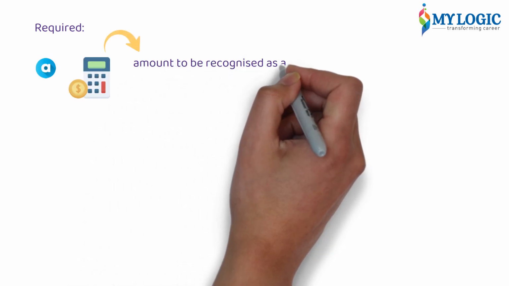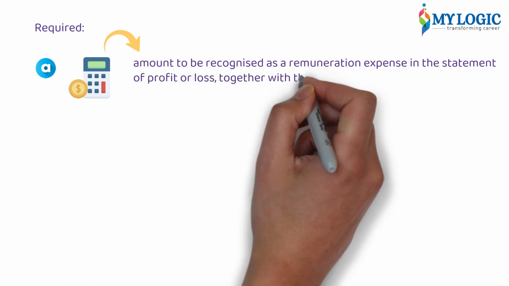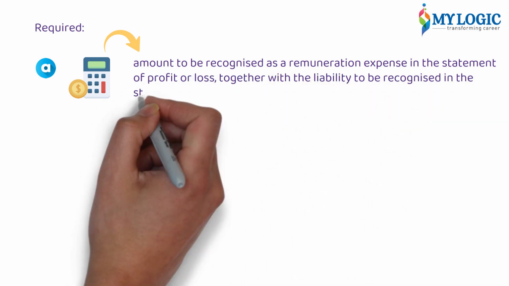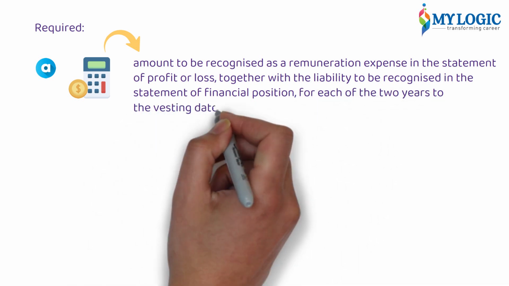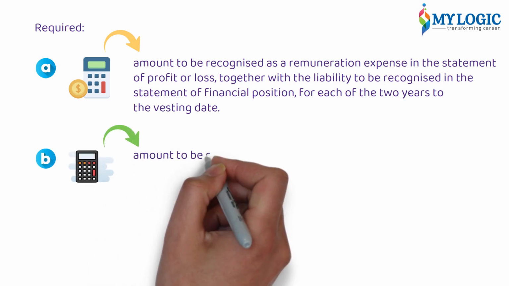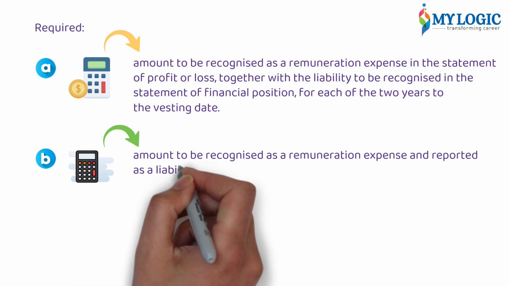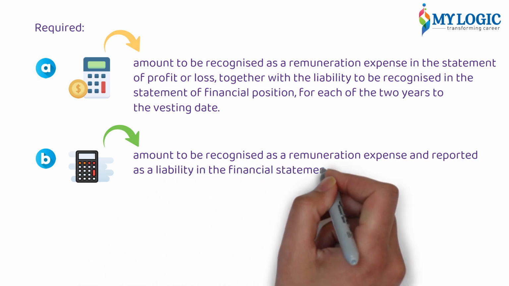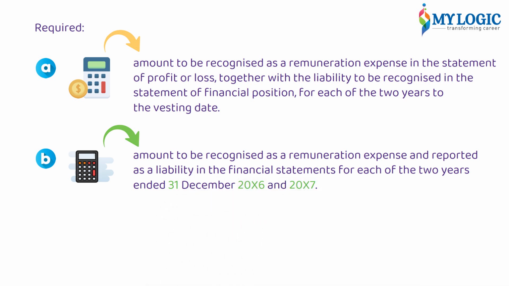Required. A. Calculate the amount to be recognized as a remuneration expense in the statement of profit or loss, together with the liability to be recognized in the statement of financial position for each of the 2 years to the vesting date. B. Calculate the amount to be recognized as a remuneration expense and reported as a liability in the financial statements for each of the 2 years ended 31st December 2016 and 2017.